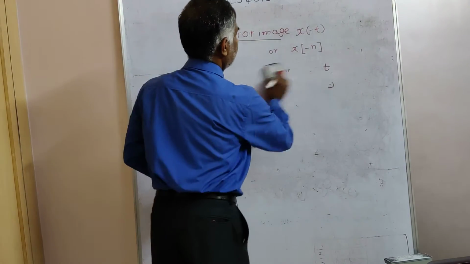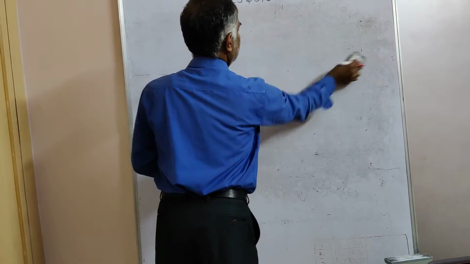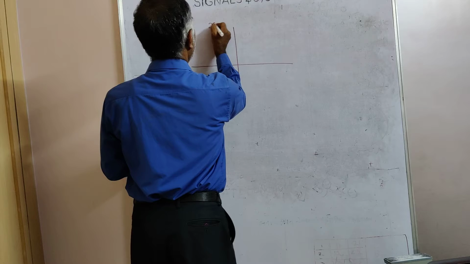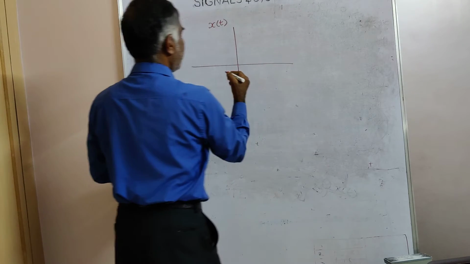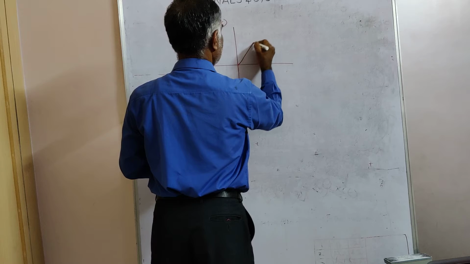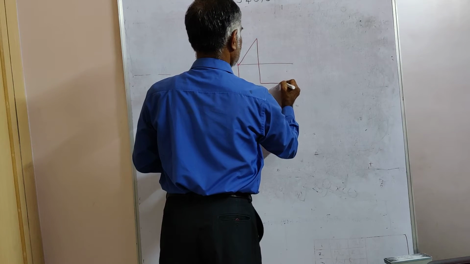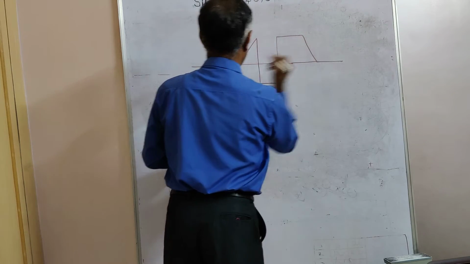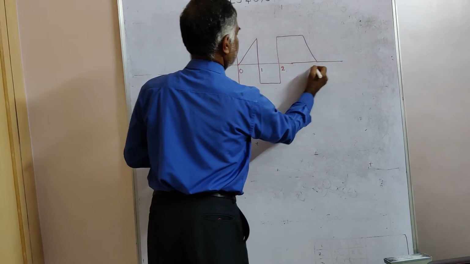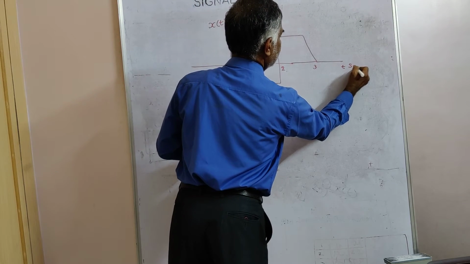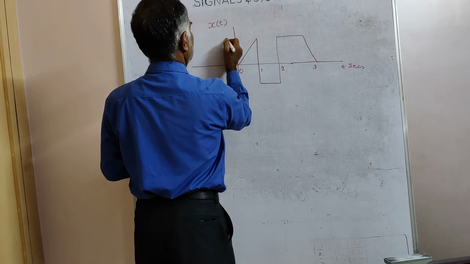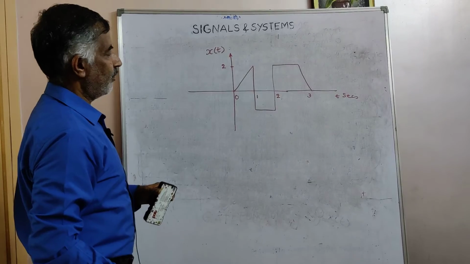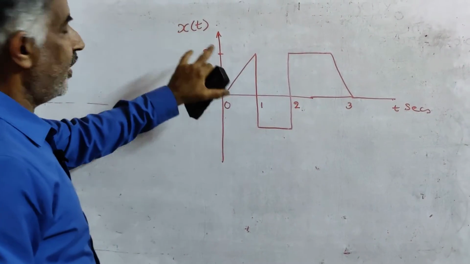Now I will sketch a signal. x(t) is a signal. This is x(t). We have to sketch the mirror image.